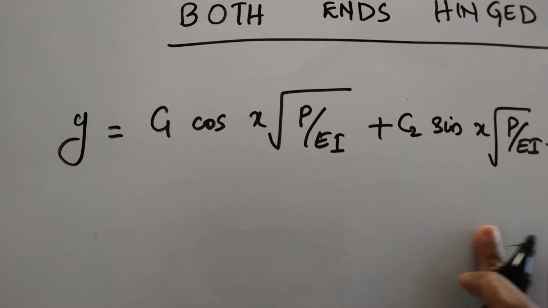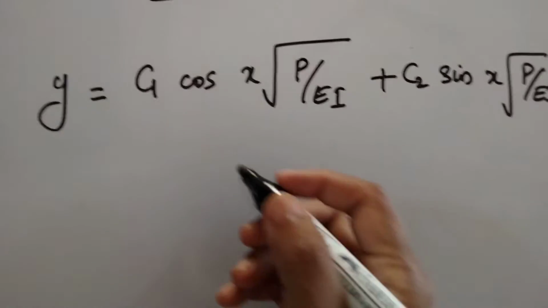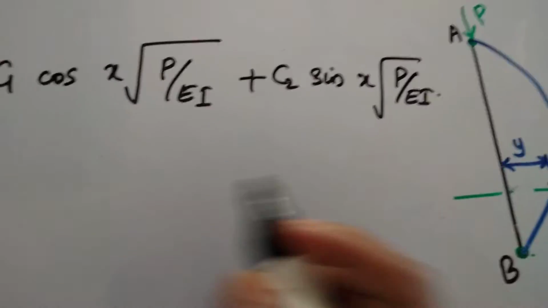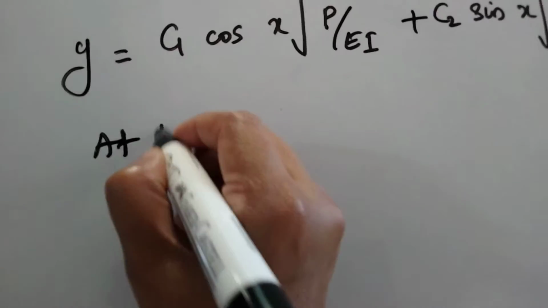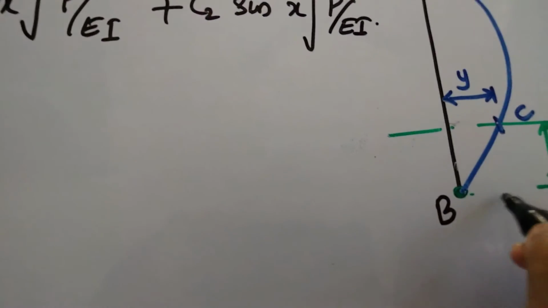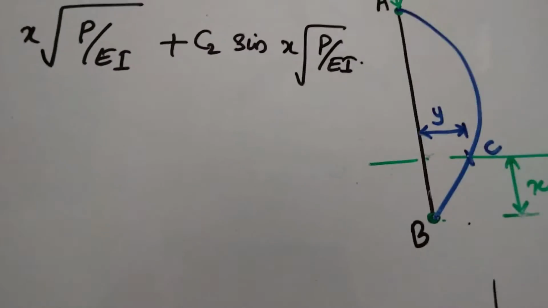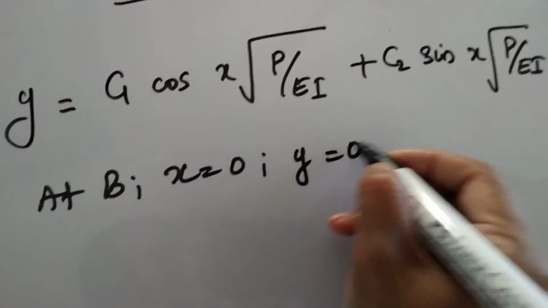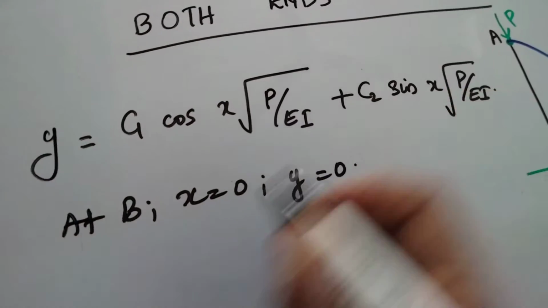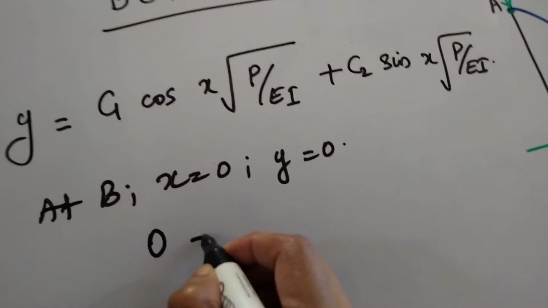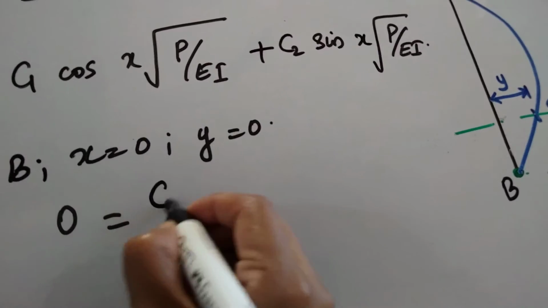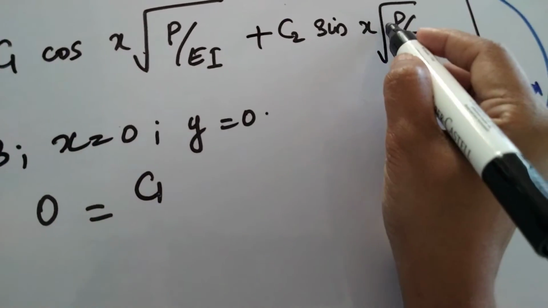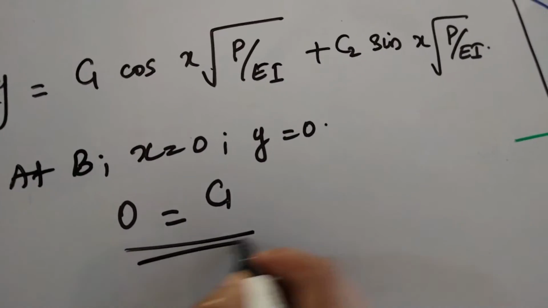Now we apply the boundary conditions. First we apply the boundary condition at B. At B, x will be equal to 0, and there is no lateral deflection, so y is 0. Substituting that here, 0 is equal to c1 into cos 0, which is c1, plus c2 into sin 0, which is 0. So c1 is 0.